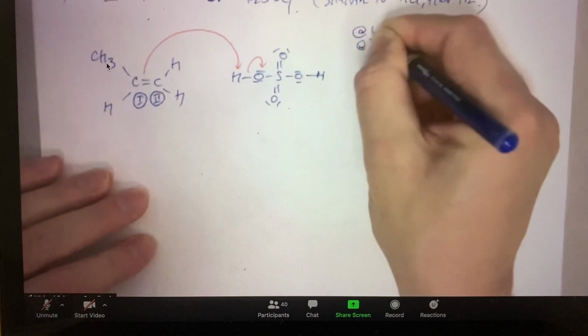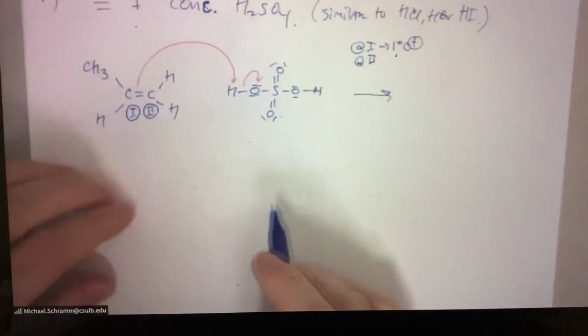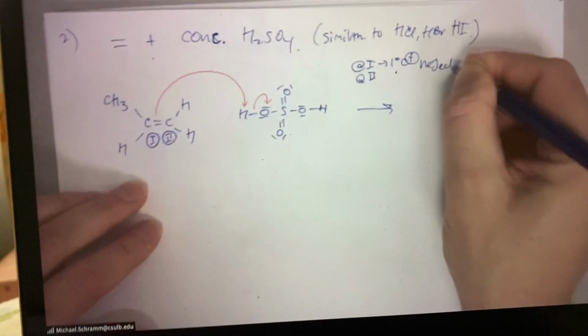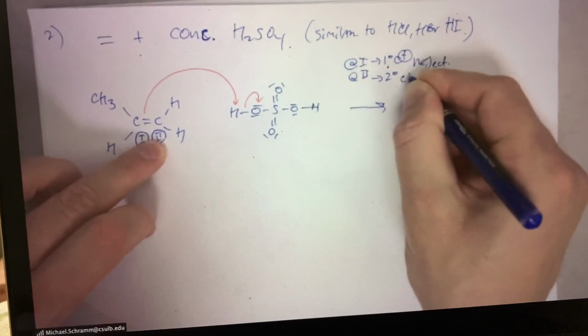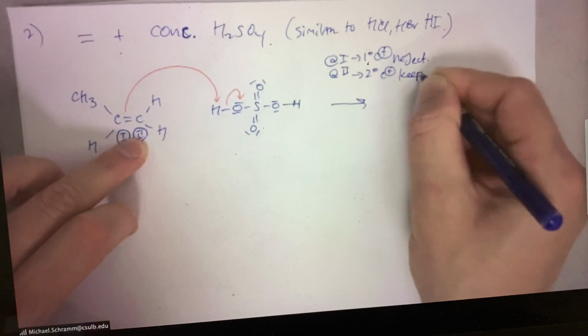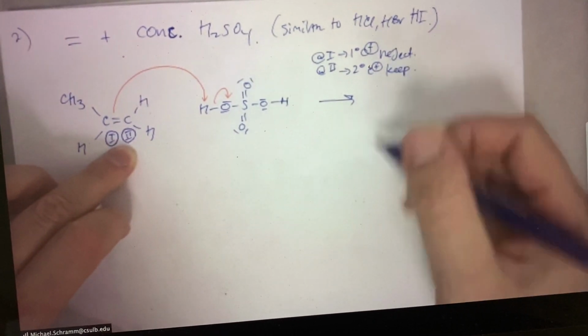Maybe in our notes we could write at 1 leads to primary carbocation. So we're going to reject that. But at position 2, it's going to lead to a secondary carbocation. Maybe we should keep that one. Let's just draw that secondary carbocation right now. So I just made a little shorthand note.